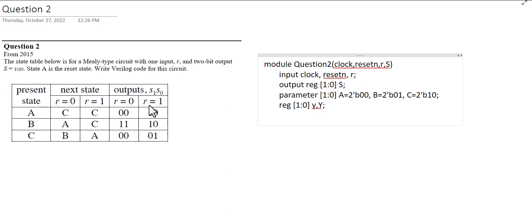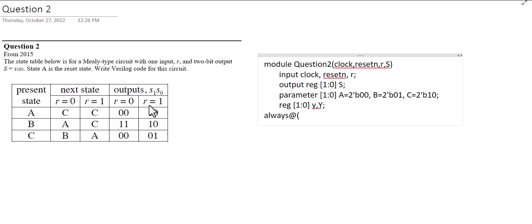Current state and next state. Okay, now we have our first always block. Our first always block we use to define our next states. And we do this whenever our current state changes.